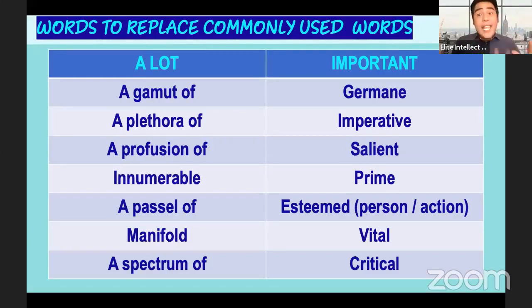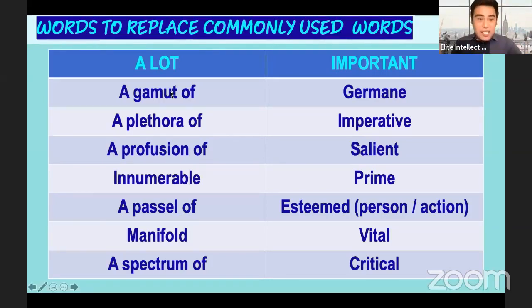Okay, esteemed, guys. Yung esteemed, kung hindi man yan vegetable, siguro fish yan. Diba? O kaya chicken. Pwede siyang esteemed vegetables, esteemed fish, esteemed chicken. Okay. So, yeah, pertinent. There you go. You can say that too. All right, esteemed, guys. You're only going to be using esteemed to describe a person or an action, okay?